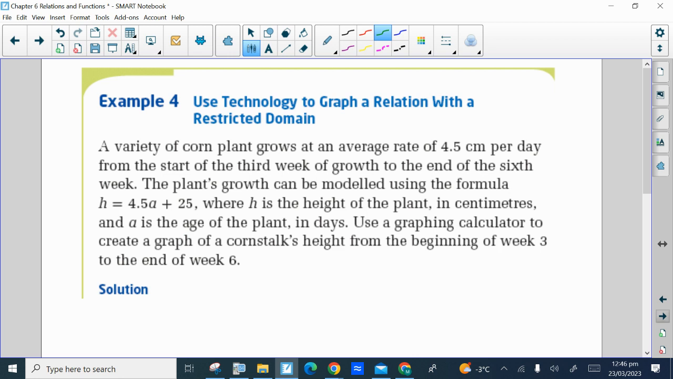So let's talk about a graph with a restricted domain. A variety of corn plant grows at an average rate of 4.5 centimeters per day from the start of the 3rd week of growth to the end of the 6th week. The plant's growth can be modeled using the formula h equals 4.5a plus 25, where h is the height of the plant in centimeters, a is the age of the plant in days. It says use a graphing calculator to create a graph of a corn stalk's height from the beginning of week 3 to the end of week 6.